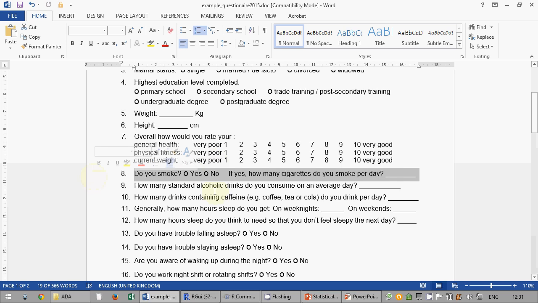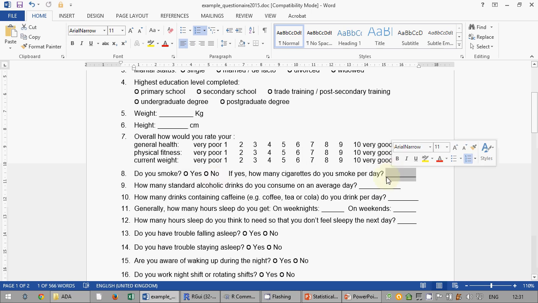Do you smoke? Yes, no. If yes, how many cigarettes do you smoke per day? Again, two questions hidden in one. Okay, to smoke, yes, no. If yes, how many cigarettes per day? This is a nominal variable, and this is obviously a scale variable.